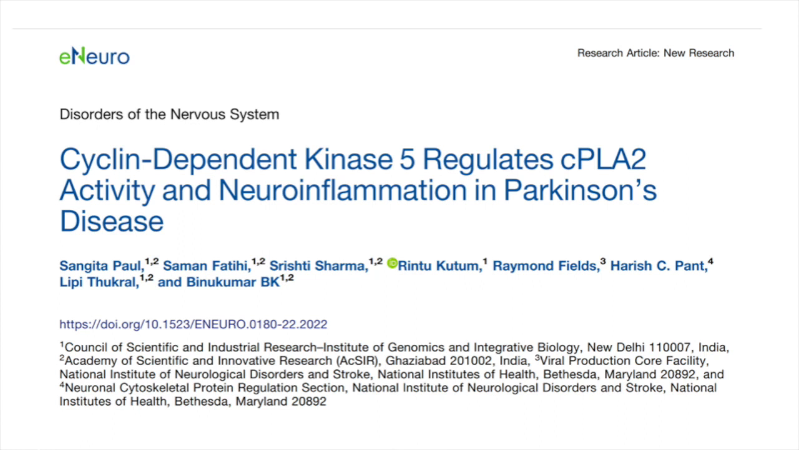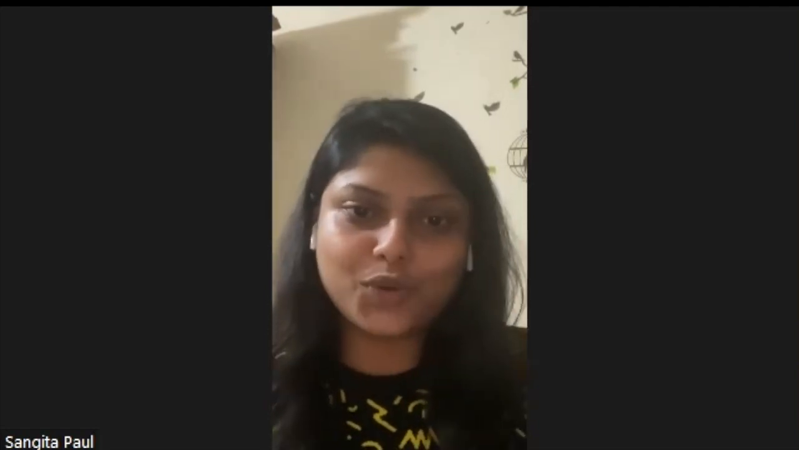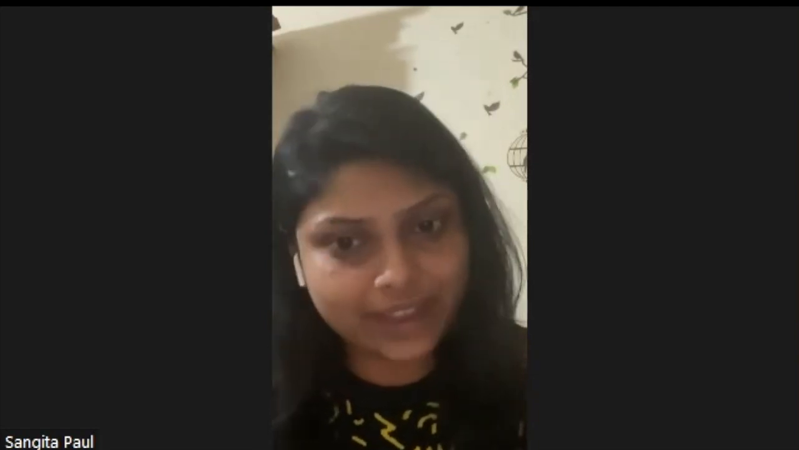The recent publication was on Parkinson's disease. Parkinson's disease is a disorder of movement and muscle control, which is caused by the loss of dopaminergic neurons from the substantia nigra in the midbrain. We started from a very interesting molecule, a kinase, that is cyclin-dependent kinase 5.